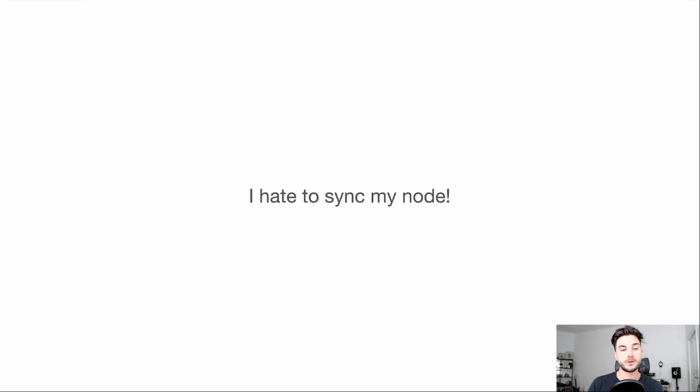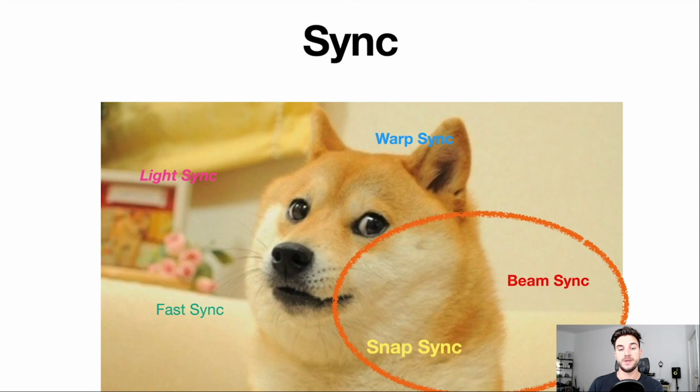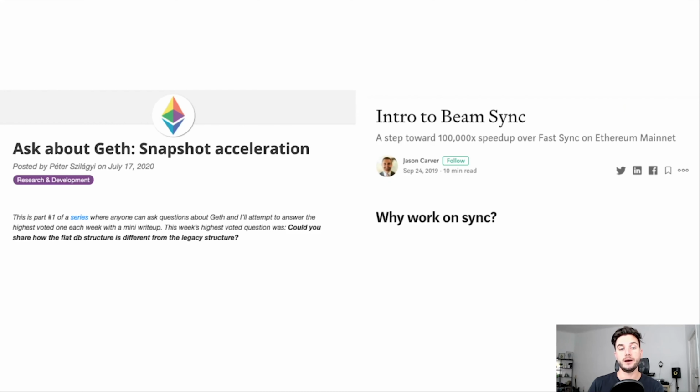For the sync algorithm or the sync protocols, it's obvious that everyone hates to sync their own node. It takes forever. We need to buy hard drives for this or SSDs, and there's no silver bullet to this problem. Sync in general is a very complex and difficult problem, but it's worth it to check out BeamSync and SnapSync and learn more about why syncing in general is so hard and the steps that are taken at the moment to improve the situation.